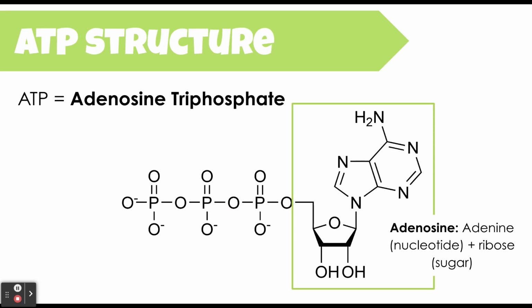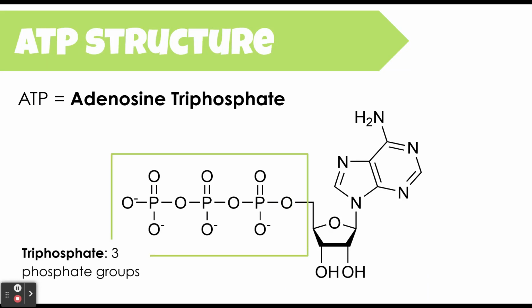ATP is an acronym that stands for adenosine triphosphate. Adenosine is a nucleotide that makes up DNA. It is the A nucleotide. It also has three phosphate groups attached to it, which is why we call it a triphosphate. How this molecule provides energy in the cell is that it has these three phosphate groups attached, and the bonds that hold each of these groups together contain lots of energy stored up inside them.